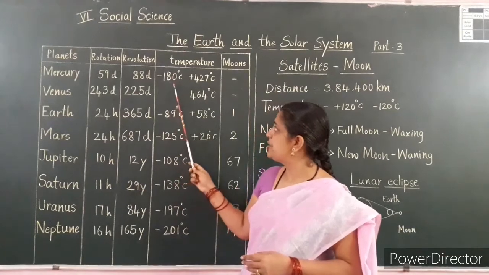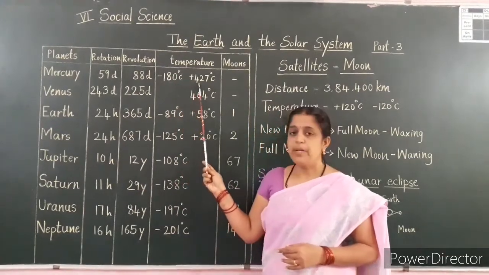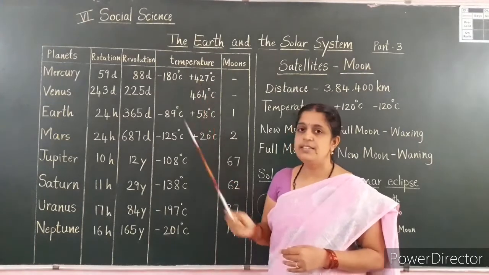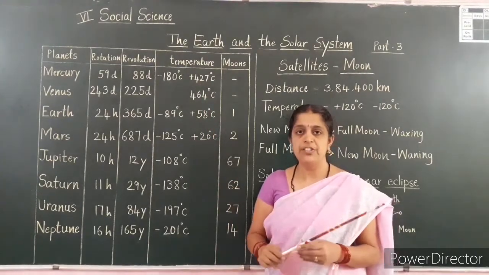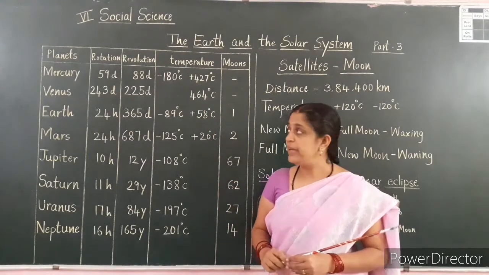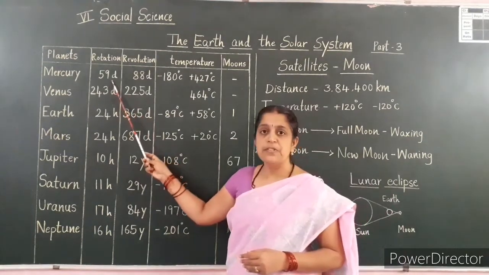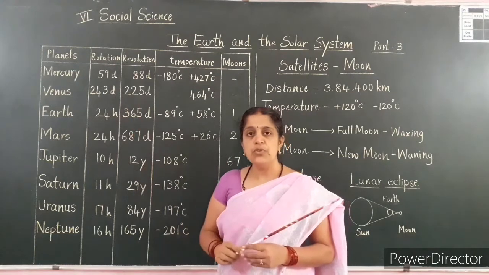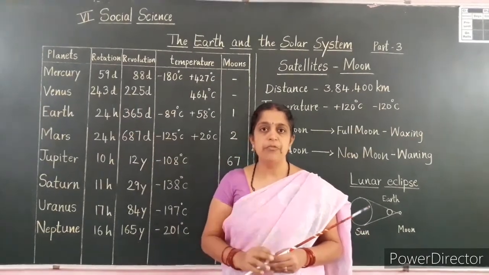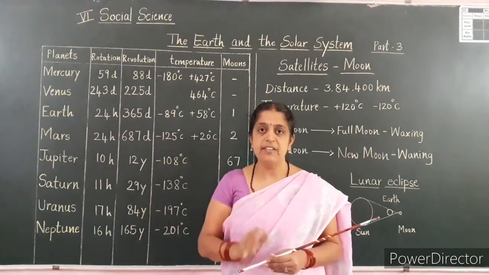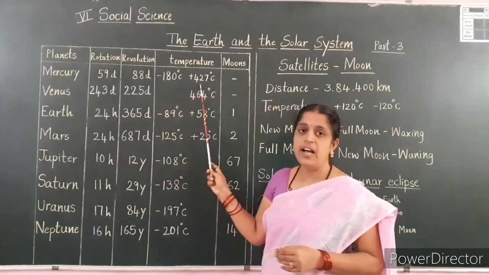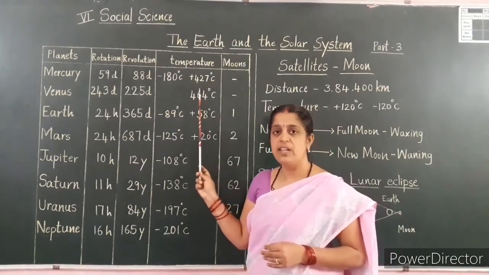Next, about temperature. The daytime temperature on Mercury is about 427 degrees Celsius. The temperature is very high because of slow rotation. It means most of the time one hemisphere of Mercury is facing towards the Sun. So that's why the temperature is very high. Daytime temperature is very high.